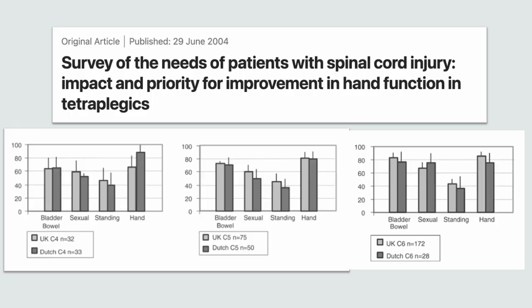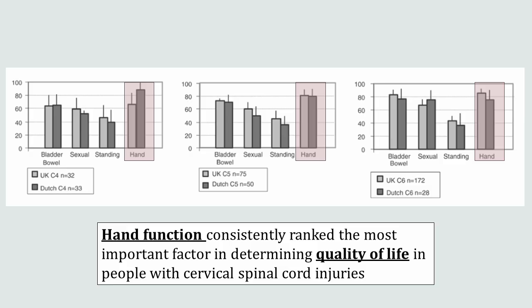But don't take my word for it. A research study was done in Europe about 20 years ago of cervical or neck level injuries. Patients were asked if things could improve in different components of their life, what would make the biggest impact? And regardless of the level of injury, people overwhelmingly said hand function, because it's so tied to independence.